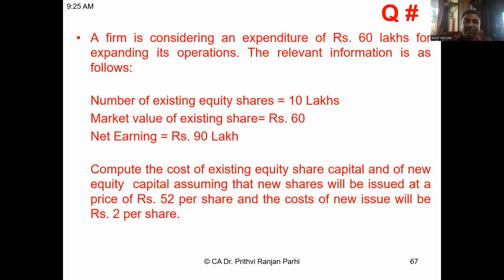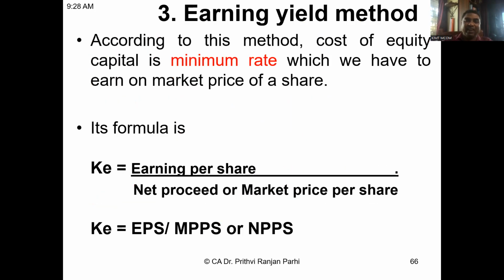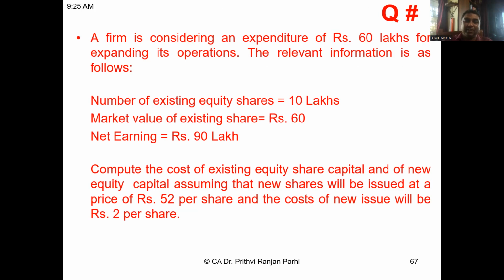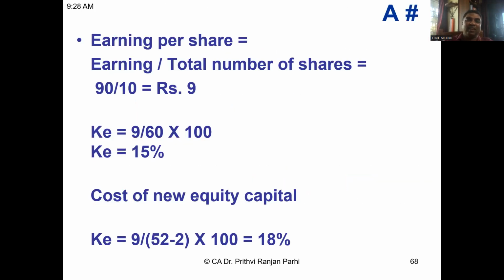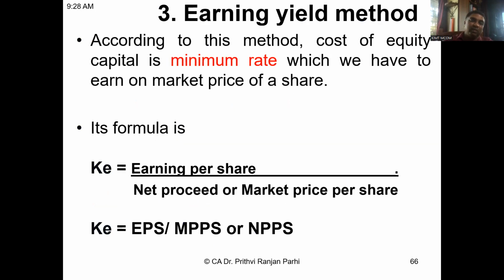And you know the formula. What is the formula? Earning per share divided by net proceeds or market price per share. Market price per share, it is saying 60 rupees. So you can calculate KE is equal to 9 by 60 into 100, 100 is just to convert it into percentage. It comes to 15%. Or you can use the other formula also.